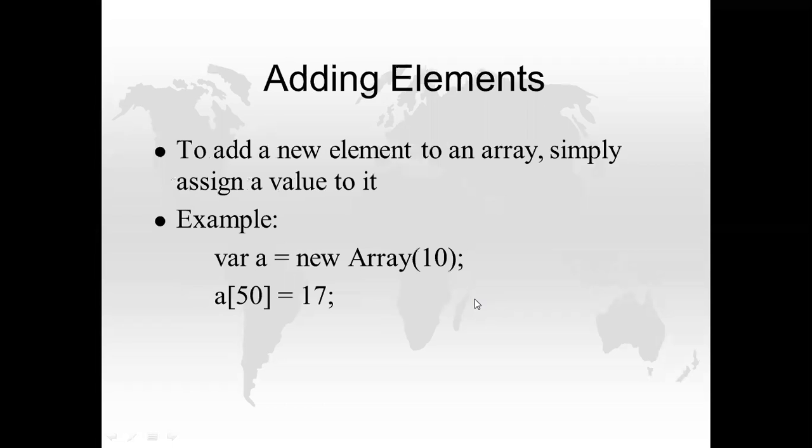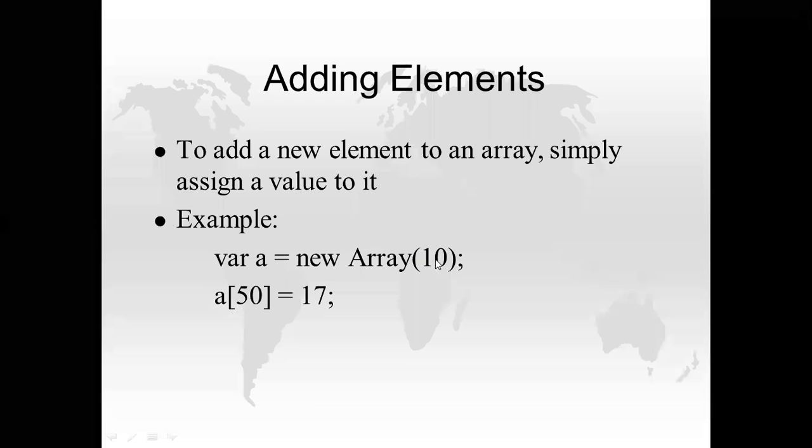Then adding elements. How to add elements to an array? Simply we assign the value to that index number. Whenever we want to add a new array element, we have to give the position and the value to that index number. Here we are going to see the example. Variable a is equal to a new array, it consists of 10 elements. So at the 50th index, here we are going to add the value 17. In that array we are going to assign the value to this.